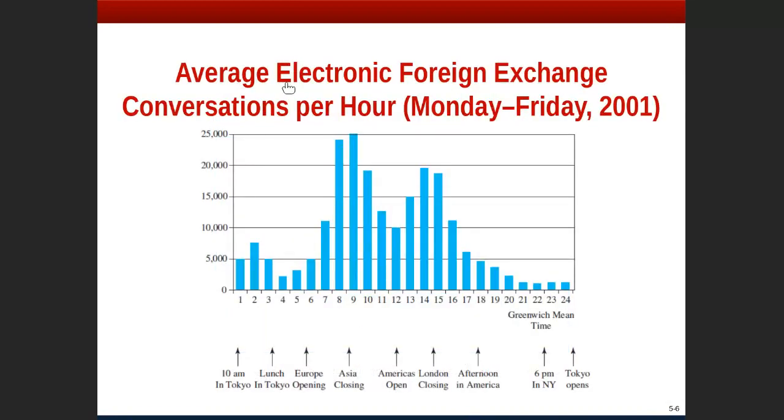Here we're looking at the average electronic foreign exchange conversations per hour, Monday through Friday in 2001. You see that a lot of conversations occurs here at 9 o'clock. Okay, we're looking at Greenwich Mean Time. And at that time, Asian markets are closed. About 25,000 conversations per hour. That is a lot.